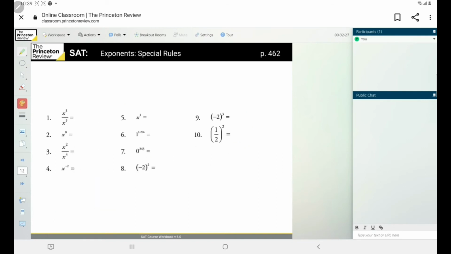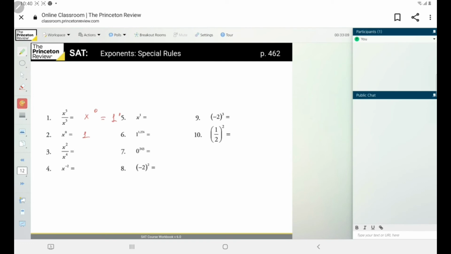Here we have the special rules about exponents. Here you see again division of quantities, and we keep the base the same and we subtract the exponents. We obtain x to the 0. Any number to the exponent 0 is always 1. So the answer of the second example is 1, as you already know.